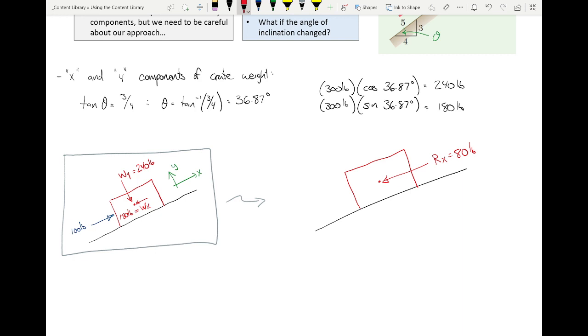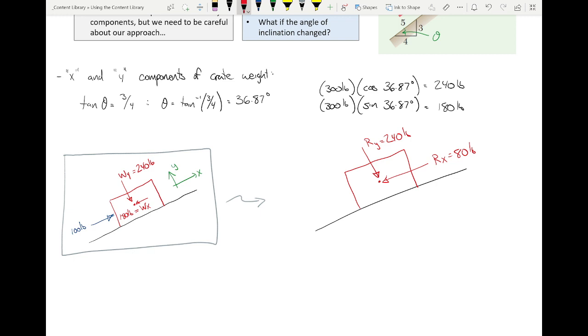So is this force enough to push the crate back up the ramp? No, of course not. We need a lot more force to consider pushing it up the ramp, because not only would we need to exceed 180, but we would need to exceed the friction developed between these two planes. Speaking of the friction, we only have one vertical force. So I'll call that Ry is 240 pounds.